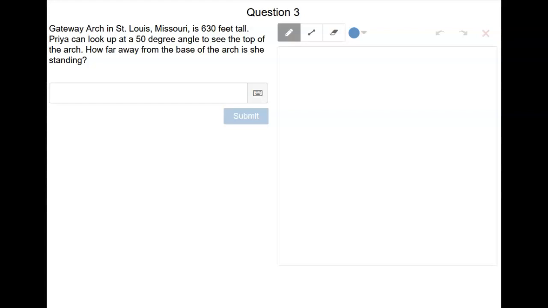Well, again, I could probably draw an arch, but I'm not going to. I'm just going to pretend like this is my arch, and it is 630 feet tall. By the way, if you have never been to the Gateway Arch, it's really cool. The base is the same width as the height, so it is 630 feet from base to base, and it is 630 feet tall.